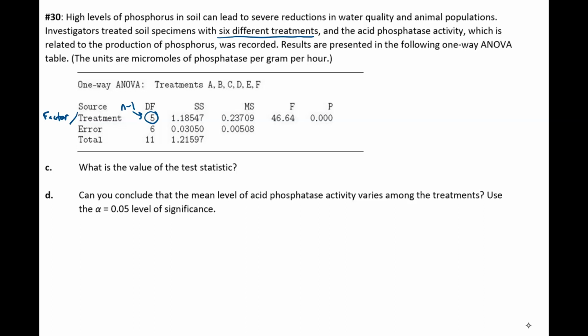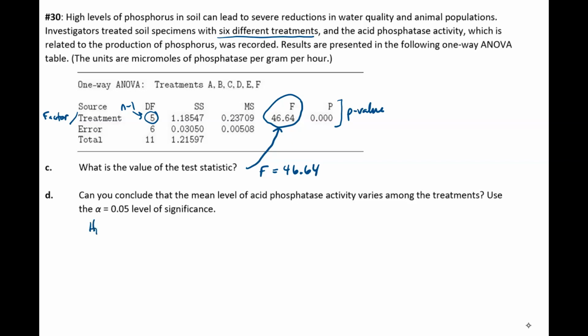So we're just going to quickly grab the value of the test statistic in part C. Again, I'm skipping some of the parts. So that number there labeled F is our test statistic. So 46.64. I don't have a sense if that's big or not. But what's important is the p-value, which over here is labeled capital P. That's our p-value. So can you conclude that the mean level of acid phosphatase activity varies among the treatments? Use the alpha equals 0.05 level of significance.